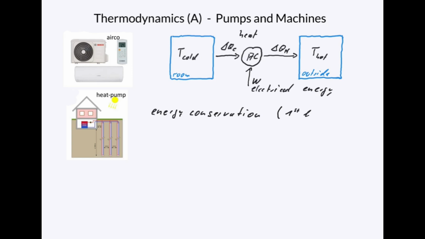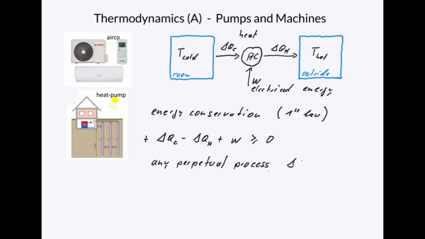If we look at what flows in and out of the AC, this can be formulated as: minus delta QC plus delta QH plus W larger or equal to 0. Further, the process has to obey the second law of thermodynamics, stating that the total entropy will increase.